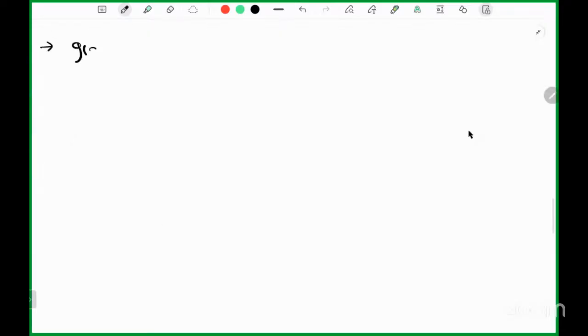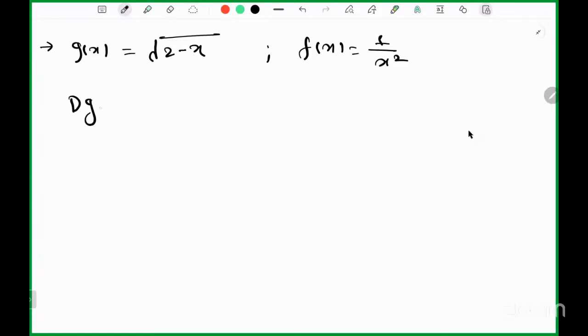So there is one more option which we have to check. In this case, g of x is the square root of 2 minus x, and f of x is 1 by x square. Now here we have to figure out the domain of f composition g. So what is the domain of g? Again, we have a square root function, so we want this quantity to be greater than or equal to 0. So 2 minus x should be greater than or equal to 0. What does this mean? This means that we can take the value of x to be anything which is less than or equal to 2.